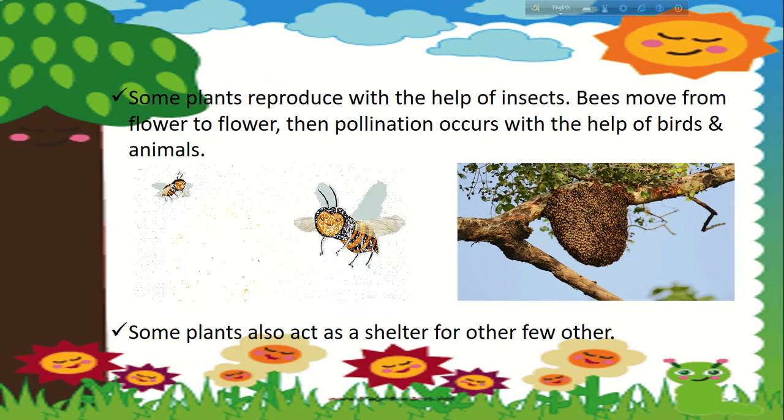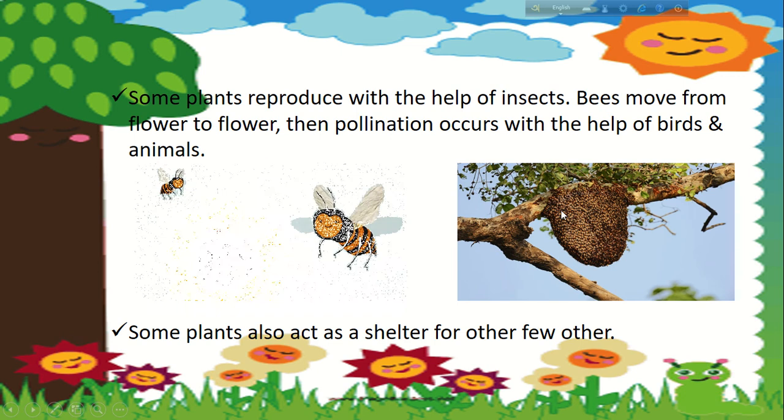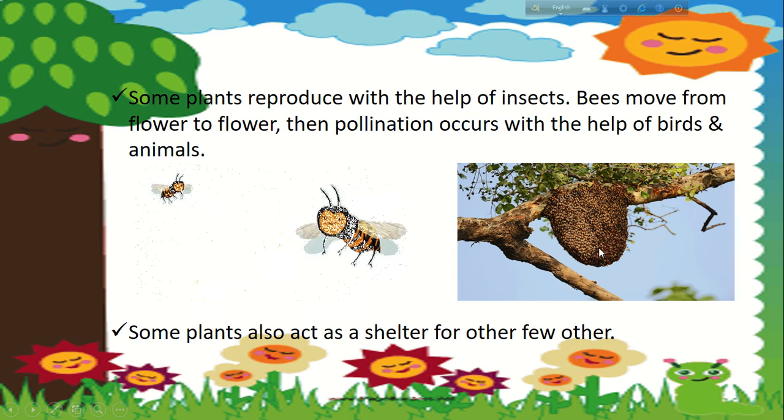And also, plants and animals are the main components of the living environment, and depending on their characteristics, they are different from each other, but they are dependent on each other for their survival. Some plants also reproduce with the help of insects, like bees that move from flower to flower, then pollination occurs with the help of birds and animals. And here also some plants act as a shelter for a few others.